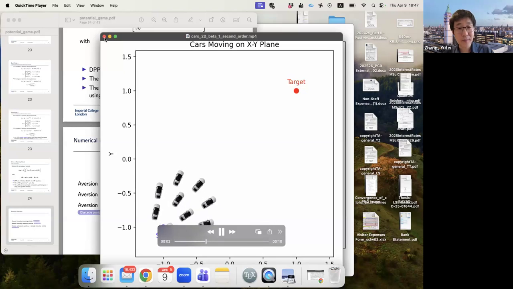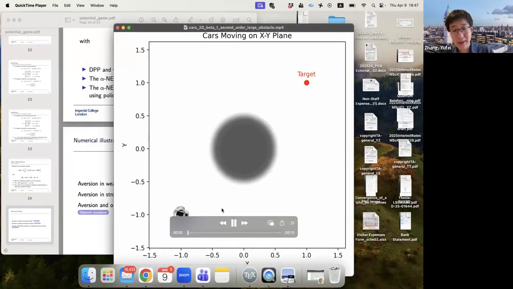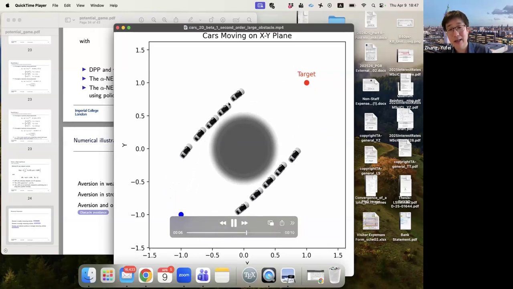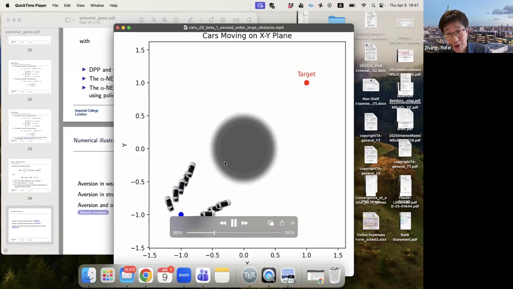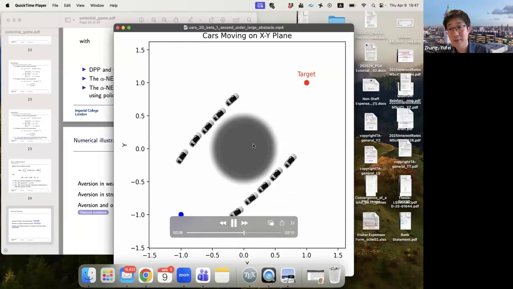You can also apply it with certain obstacles. In this case, there is a gray area where the cars do not want to go. By introducing this state constraint, you can see that the Nash equilibrium trajectory changes because the cars want to avoid this obstacle.